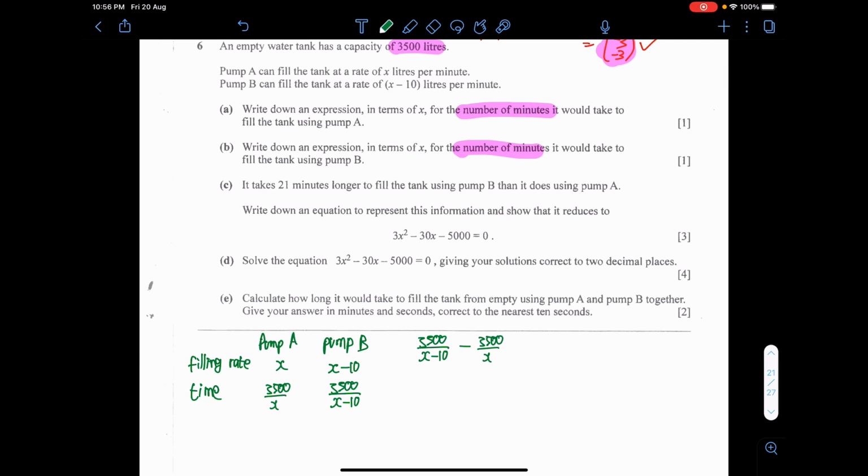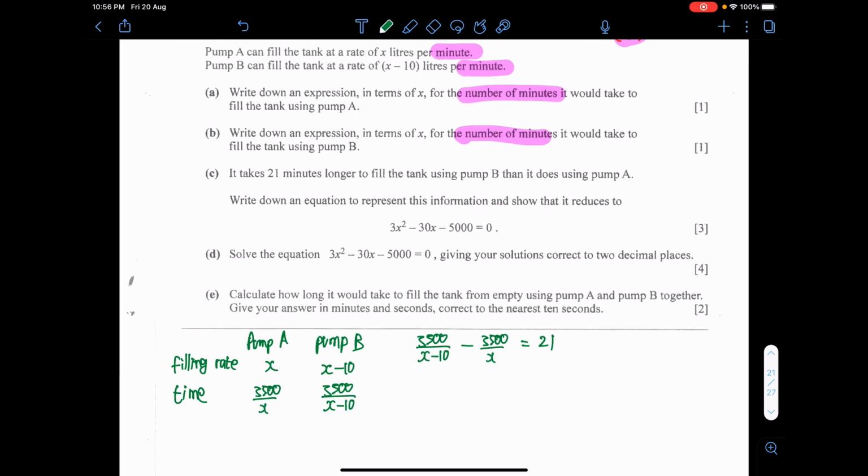Anyway, big number minus small number equals 21 minutes. Pay attention to the timing. They actually use minutes for the whole question, so I'll just keep using minutes. The question is asking for minutes also, so it's just a coincidence I think, or just to make the same denominator.